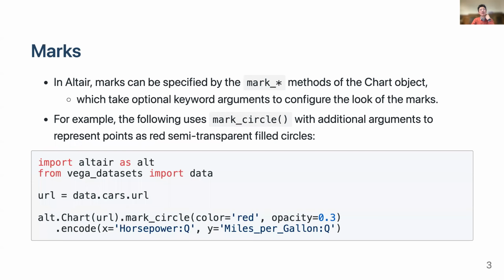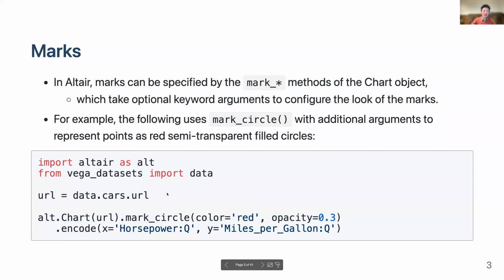Okay, and we'll start with the marks. In Altair, you specify the marks you want to use by specifying a particular method. A method is something with, say, a bracket at the end. You specify the mark by replacing this star with the mark you want to use, and it can be point, line, circle, etc.